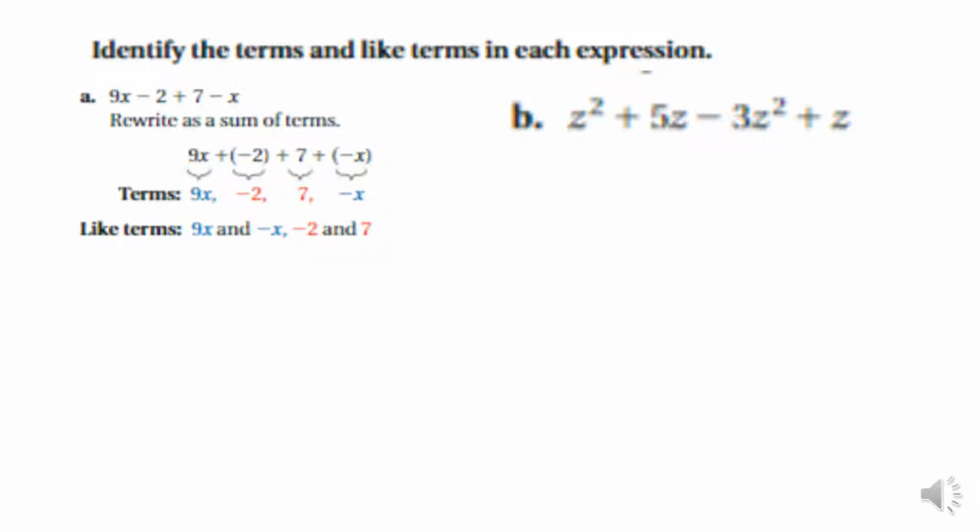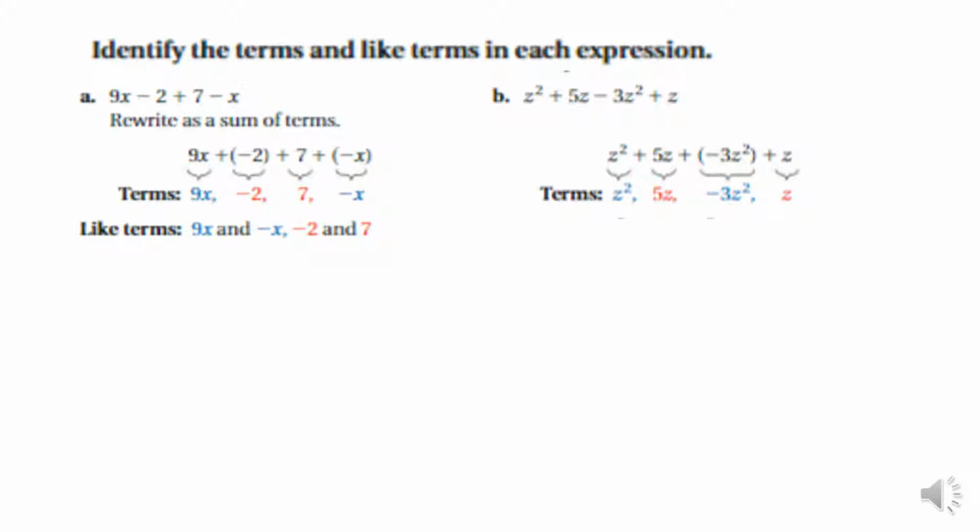Let's check out this one. Oh, z's and z squareds kind of look all the same. They're all z's, but again, they need to have the same exponent. So the z squareds, they can go together. And the regular z's, they can go together. They are like each other. They are like terms. Apples and oranges.